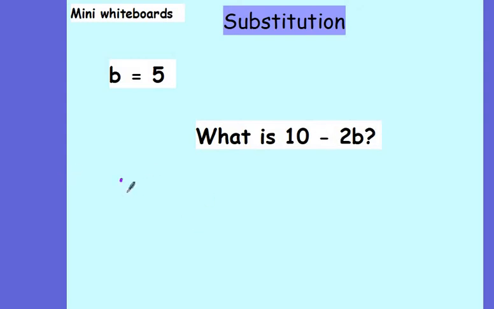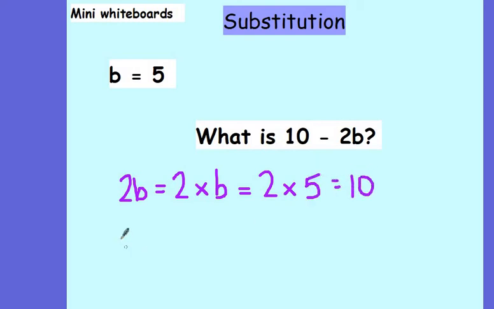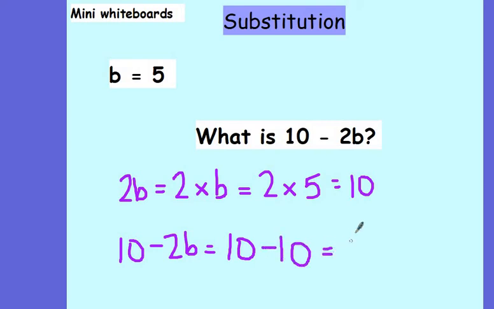Right, let's go through it. This time 2b means 2 times b. We substitute in the 5 for the b, so we've got 2 times 5, which is 10. So 10 take away 2b is 10 take away 10, which is 0.